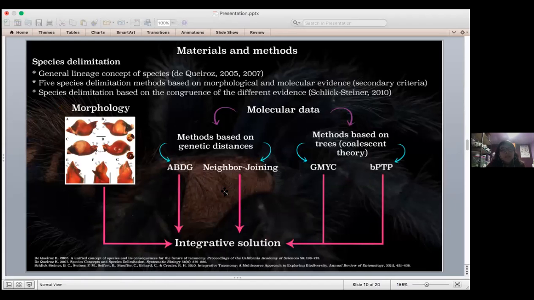For species delimitation, we use the general lineage concept of species. We use 5 species delimitation methods based on morphological and molecular evidence that were considered as secondary criteria. And the species delimitation was based on the congruence of the different evidence. So we use the morphological characters found in this study, and for the molecular data, we include 2 methods based on genetic distances and 2 methods based on trees and coalescent theory. And at the end, we compare the different results obtained with these methods and this evidence, and we arrived at an iterative solution to propose species hypotheses.